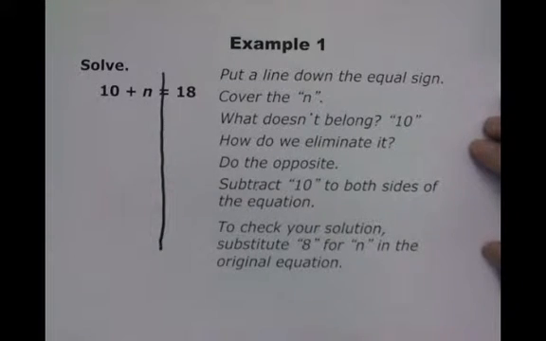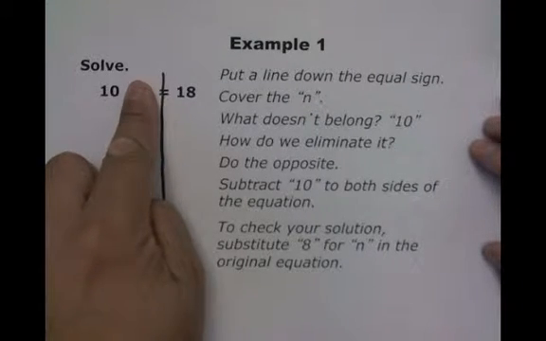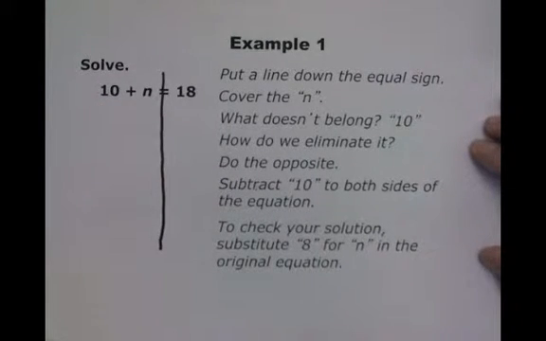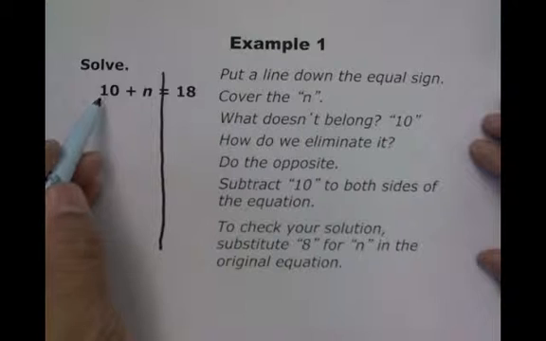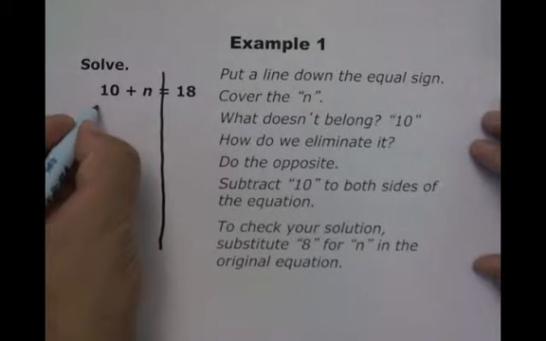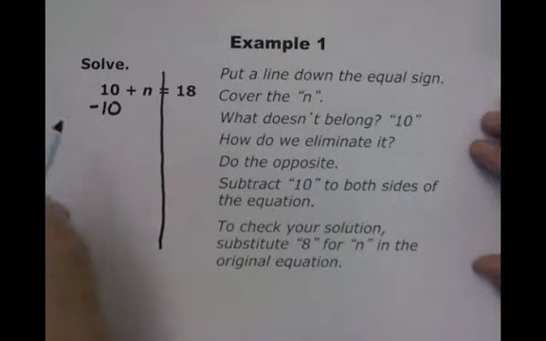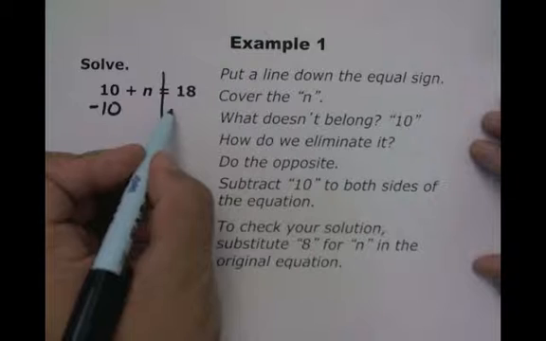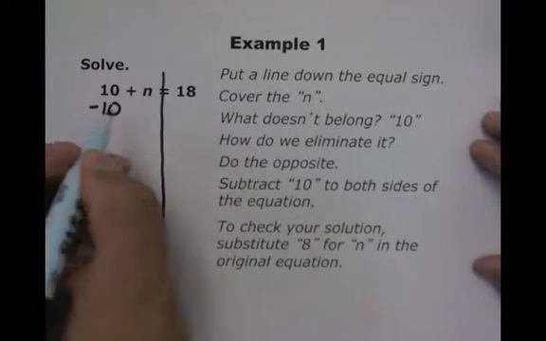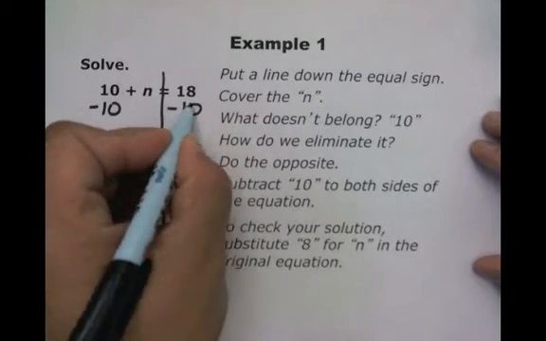In this case it's n, and when I cover it, that tells me what I have to get rid of. In this case it is the 10. And in order to get rid of it, I have to do the opposite. The opposite of adding 10 is subtracting 10. And whatever I have to do to one side of the equation, I have to do to the other. And that's why the line is helpful. So if I subtract 10 from the left side, I have to subtract 10 from the right side.